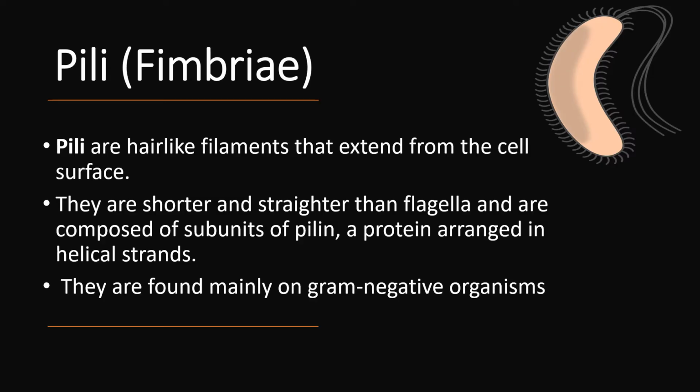Pili are also an important component of bacteria, required for motility. These are hair-like filaments that extend from the cell surface. They are shorter and straighter than flagella and are composed of subunits of pilin, a protein arranged in helical strands. They are mainly found on gram-negative bacteria.